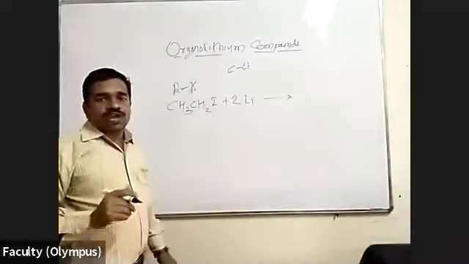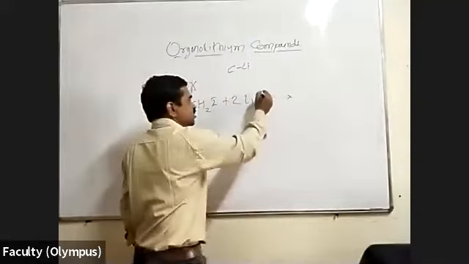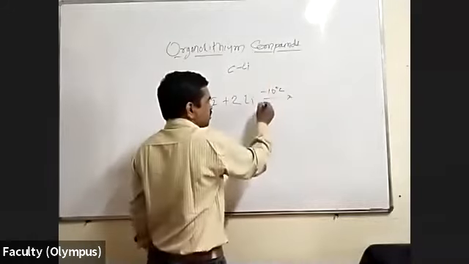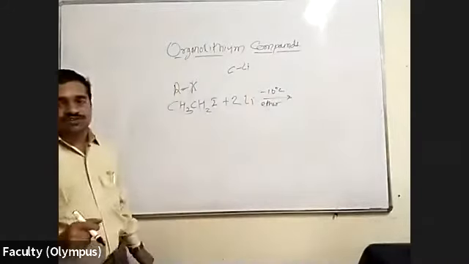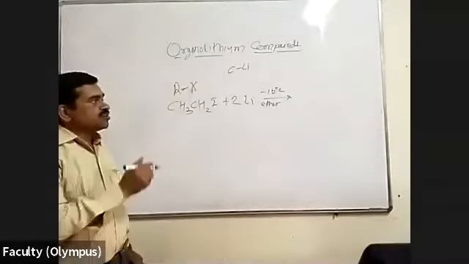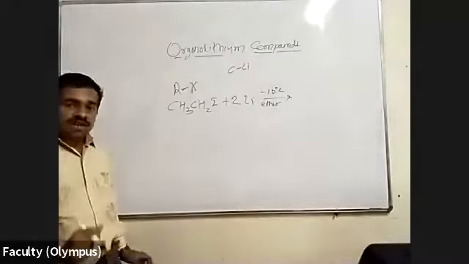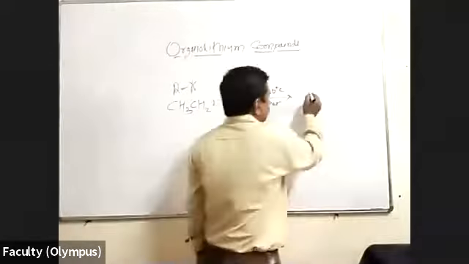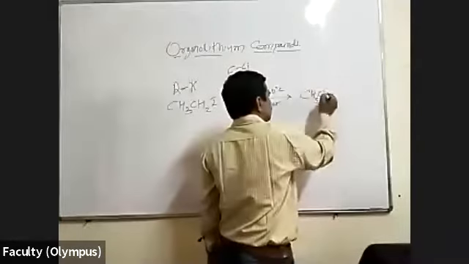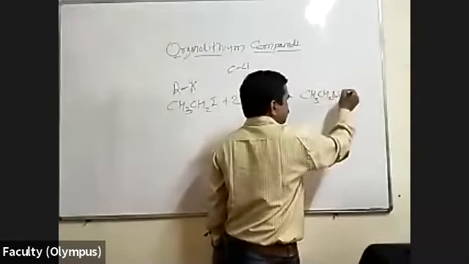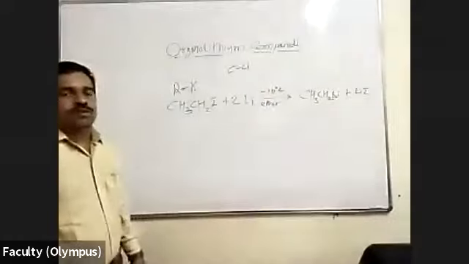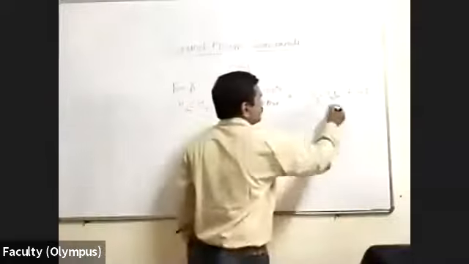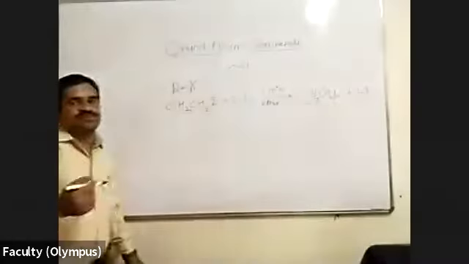This reaction should be carried out at minus 10 degrees Celsius and in ether. Ether is used as a solvent and the temperature is minus 10 degrees Celsius. Then we get the organolithium compound CH3CH2Li plus LiX. This is the organolithium compound, ethyl lithium.